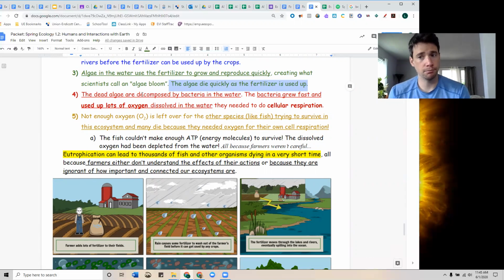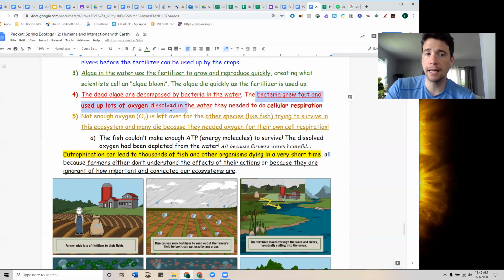And there's, as far as I know, not a lot of mushrooms in the oceans, so the bacteria will feed on all the algae. And when the bacteria feed on all that dead algae, they're going to grow fast, and they're going to use up a lot of the oxygen in the water when they grow fast. And when they use up a lot of the oxygen in the water, then there's not a lot of oxygen left over.